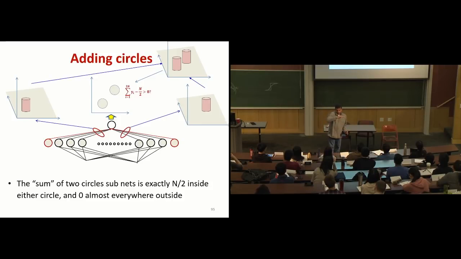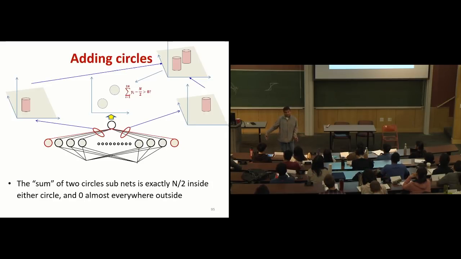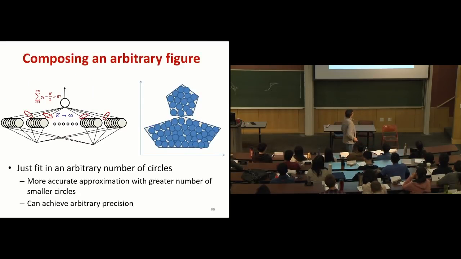Because the first cylinder is n over 2 inside the cylinder and 0 elsewhere. The second one is n over 2 inside a different cylinder and 0 elsewhere. If I add these 2 guys up, I get this crazy behavior where I just added a bunch of lines up and yet I got 2 distinct cylinders. I can now slice it from the top and get 2 circles, right? Using a threshold, which means now this is how I'm going to do this network.